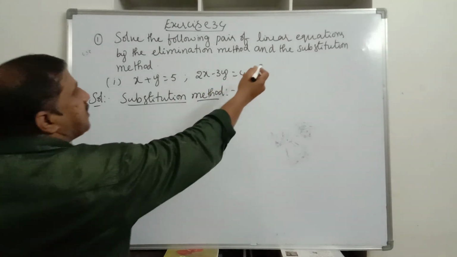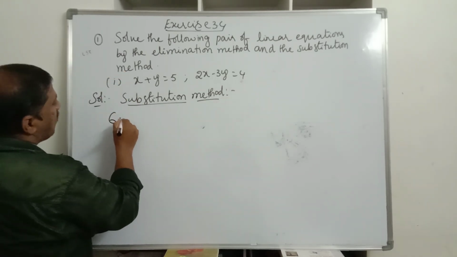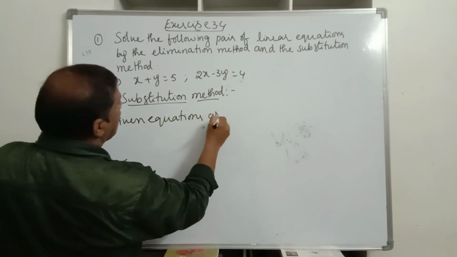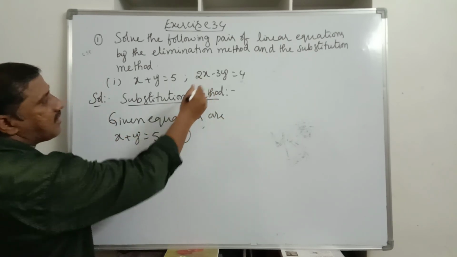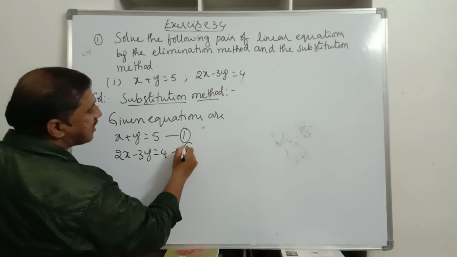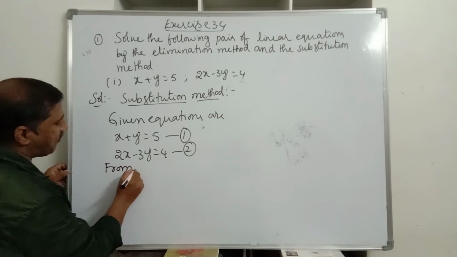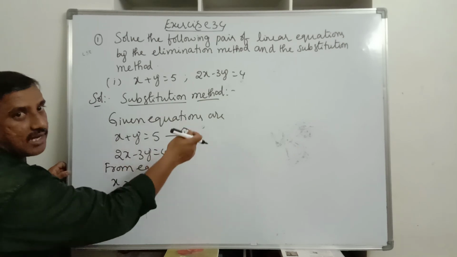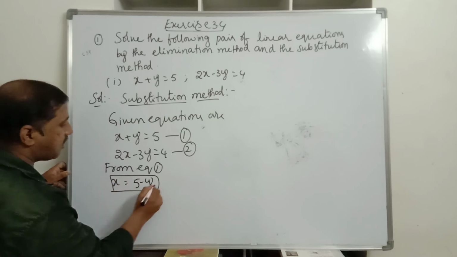Now solve this by using the second method, that is the substitution method. What are the given equations here? The given equations are x plus y equals 5, take this as equation 1, and the second equation is 2x minus 3y equals 4 as equation number 2. Now observe, from equation 1, in the substitution method, x equals 5 minus y, transposing plus y to the RHS, as the third equation.